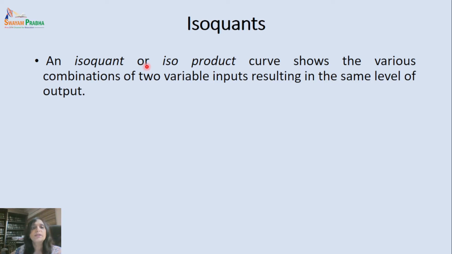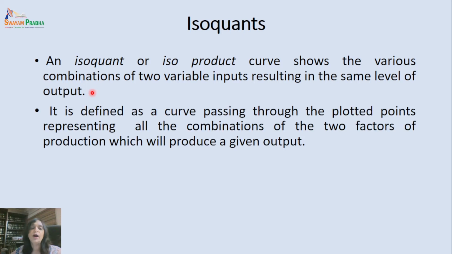So what does an isoquant or isoproduct curve show? It shows the various combinations of the two variable inputs which result in the same level of output. That is, different combinations of labor and capital which are generating the same level of output. When we join them together, the curve that we get is called an isoquant, or equal product curve. That is, in this particular curve, all the combinations of the two variable inputs are going to give the producer the same level of output.